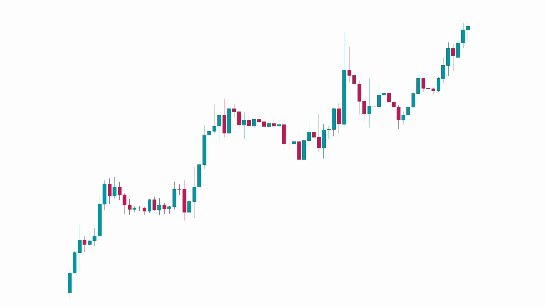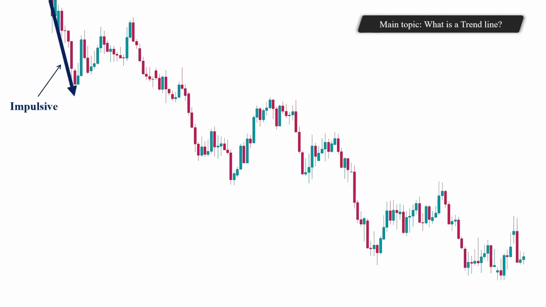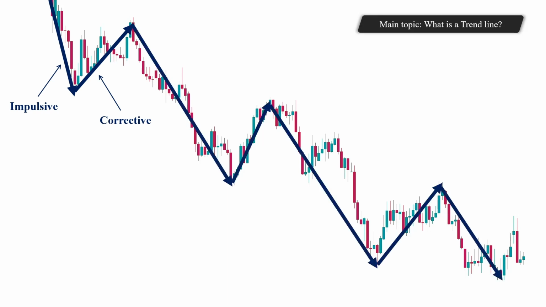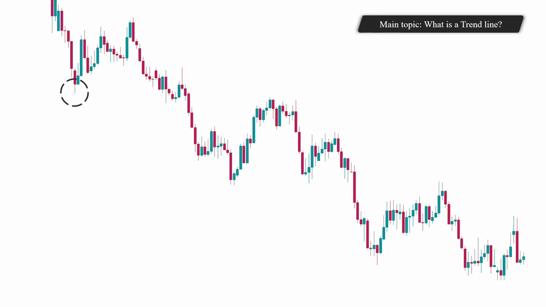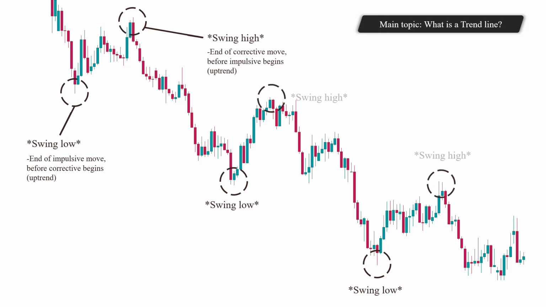So let's move on to a downtrend. Here we have a clear downtrend. We have an impulsive move and a corrective move. Impulsive, corrective, and so on. At the bottom of each impulsive move, before the corrective begins, this is what we call a swing low. At the top of each corrective move, before the impulsive begins, this is what we call a swing high.